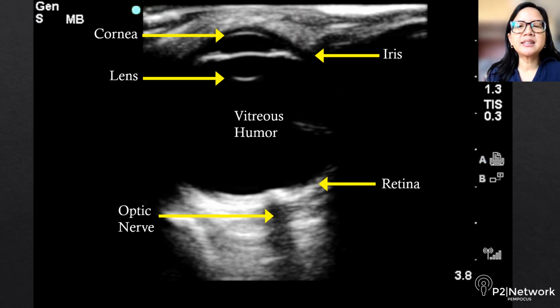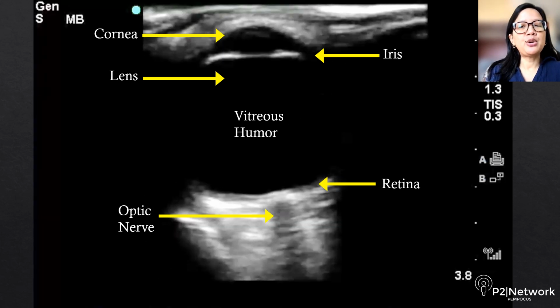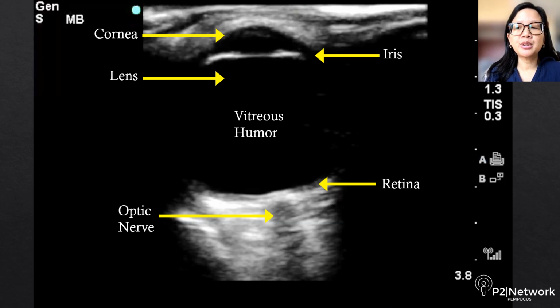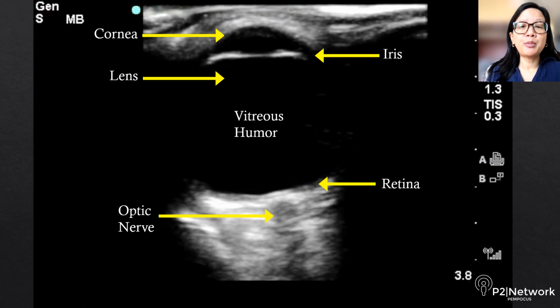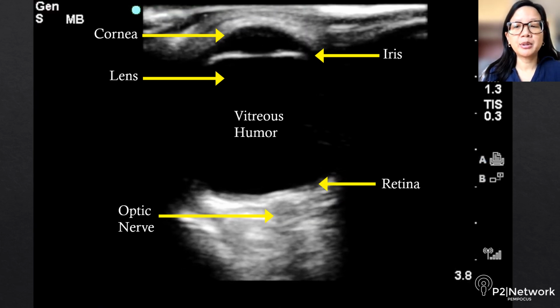When performing this ultrasound study, if you're having difficulty finding the optic nerve, if the patient's old enough to cooperate, have them move their eyes from side to side so that way you can better find the optic nerve. And then once you find the optic nerve, have the patient hold their gaze steady. This can be very helpful when measuring optic nerve sheath diameter.